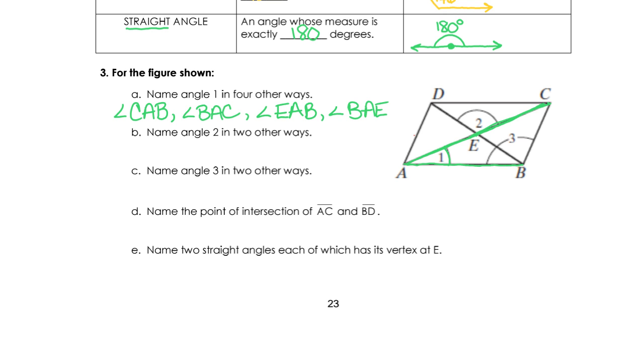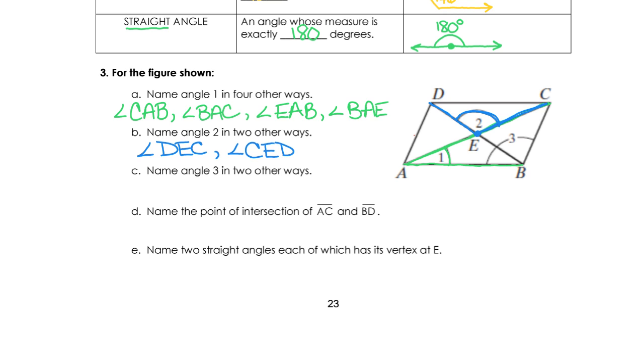So then part B, name angle 2 in 2 other ways. So I got to find angle 2. Angle 2 goes from here to here. So if I highlight the one side of angle 2, highlight the other side of angle 2, I can see what letters I'm able to use. And E looks like it's going to have to be in the middle since that's the vertex letter. So we're going to grab D from this side, E is the vertex, and C from the other side. So we have angle DEC, or angle CED.